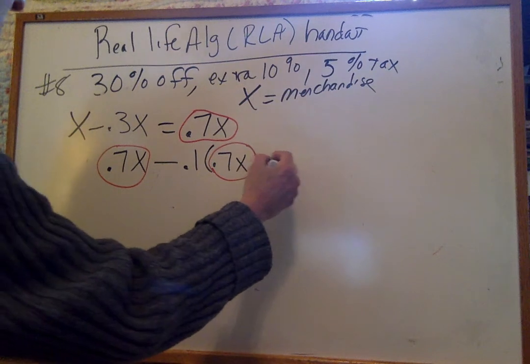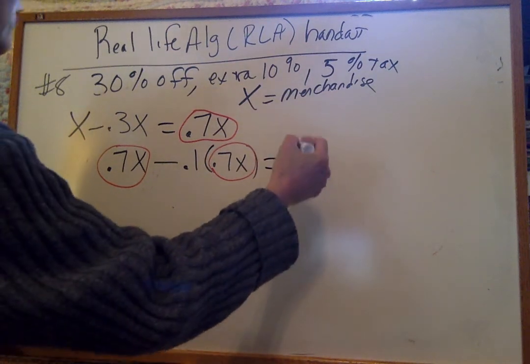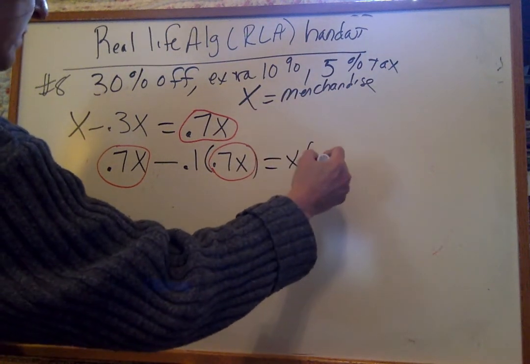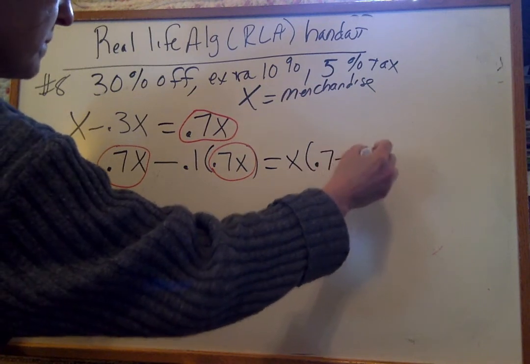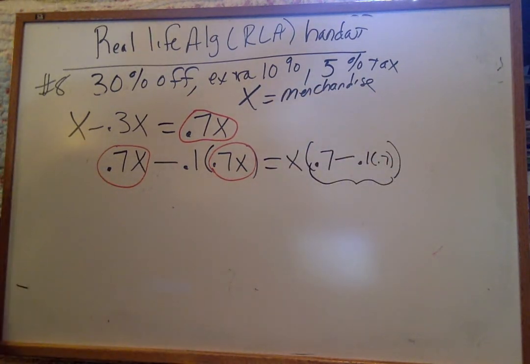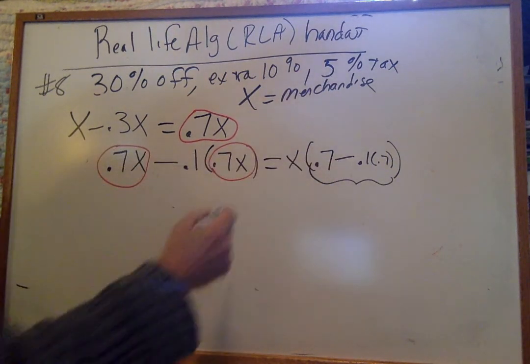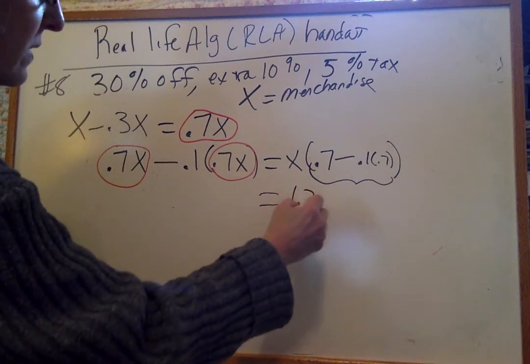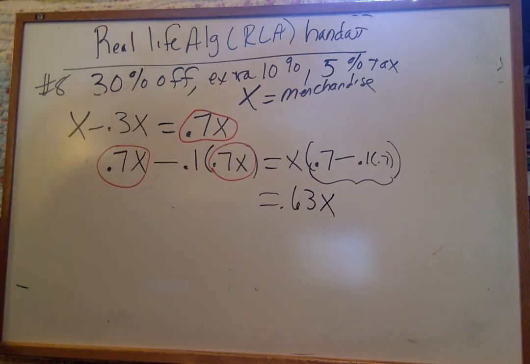Well, maybe I should do one more step. Let's factor out the x. Okay, so that's what I just talked through, but maybe I should show that. That turns out to be 0.63. See, if they were going to give you 40% off, that means you would have been paying 60% of the price. No, you're not. You're paying 63% of the price.